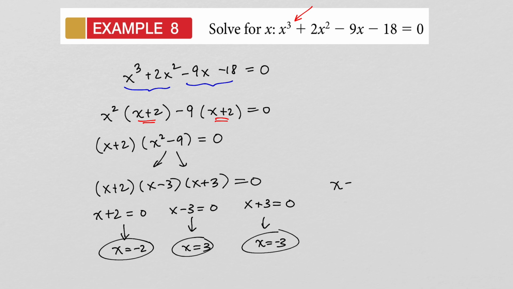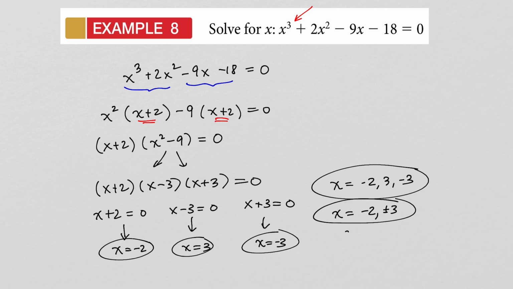So in the end here, we have 3 answers. We have negative 2, positive 3, and negative 3. We could write the answer like that. And we can also abbreviate the answer since we have positive and negative 3. You can write it like this. And of course, you can also put it in solution set notation.